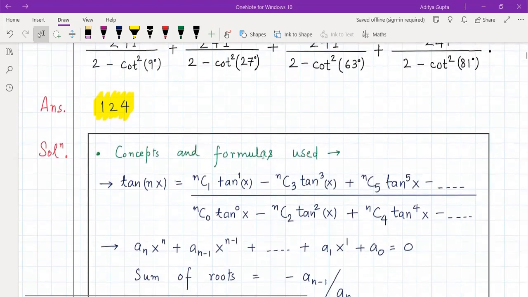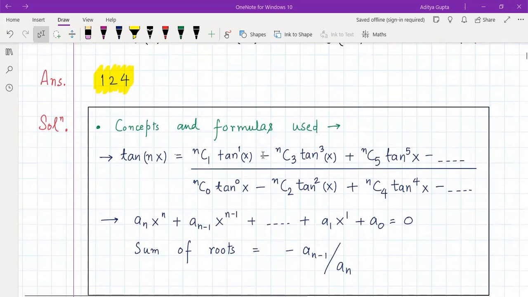So the concepts and formulas that are used here are that we should know the tan nx expansion formula, in general what it is. It says that nC1 into tan x minus nC3 tan cube x plus nC5 tan power 5 x minus, this sum keeps on going until the nCr is defined. Defined means the r should be less than or equal to n, right? If it goes more than that, then it is not defined, or you can say it becomes zero, right? So basically the sum in the numerator is continued for as long as it can be defined.